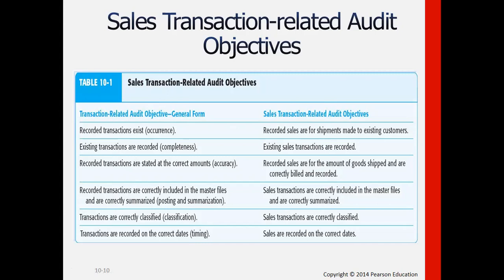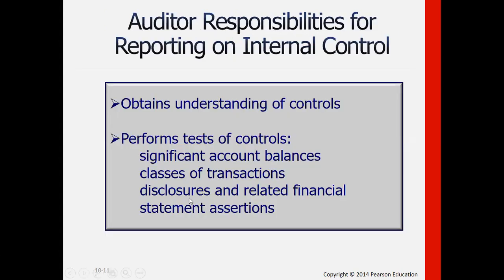So that's the specific equivalent of that in terms of sales, as well as the other audit objectives here for completeness, accuracy, posting and summarization, classification, and timing. Overall, the general form would be the format. We just have to think that they are going to be specific now in terms of transactions and the classes of transactions. One example would be sales. Purchases would be another example.